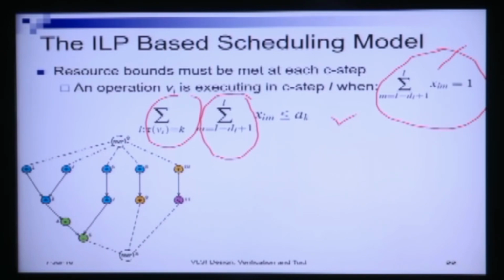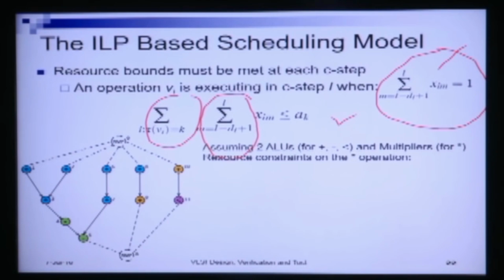Again, we now proceed to the example as we have been doing. So, let us assume that we have two ALUs and two multipliers. The ALUs are used for the operations plus, minus and comparison, and the multiplier is used for the star or multiplication operation. Now, what we will do? We will now therefore, as we have said, for each resource type at each time step the resource constraint has to be satisfied.